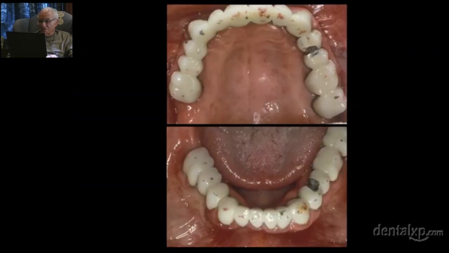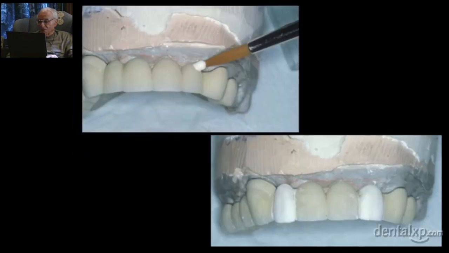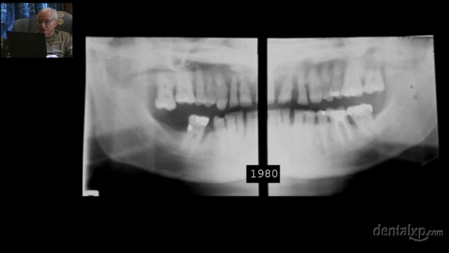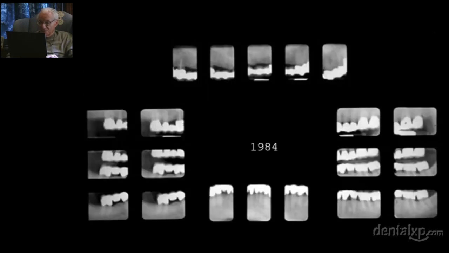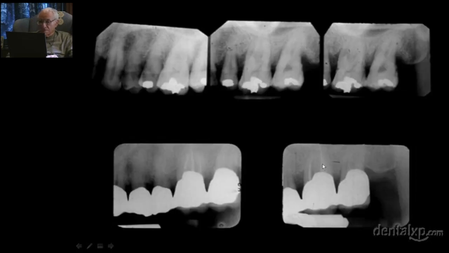And just the final restoration, then transferred into porcelain, which was also a departure in 1980. And then we'll follow the case and healing. Above you see the pre-op, post-operative. The other side, the pre-op.